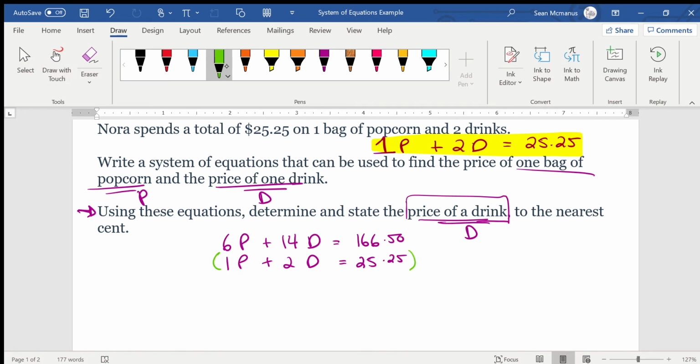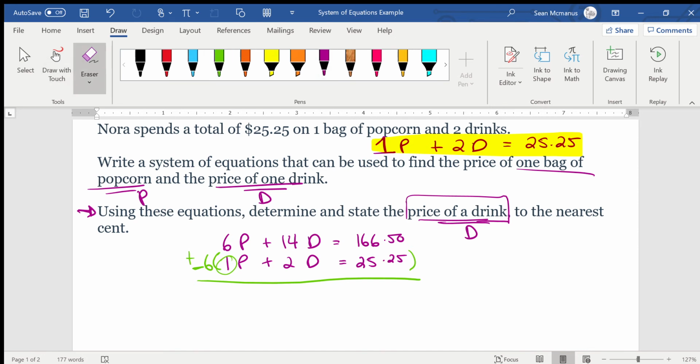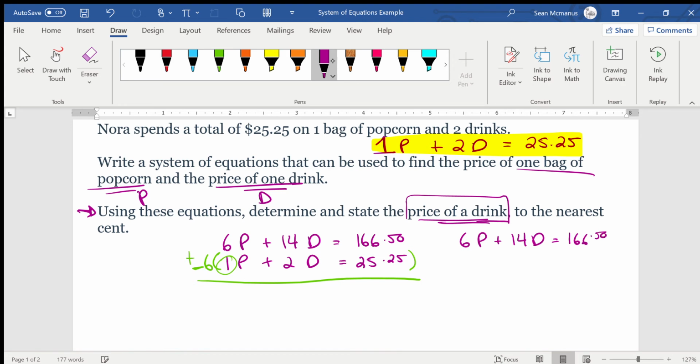I want this number right here to be a -6, so that when I add these equations together, the P's go away. So I have to multiply that by -6, and do it all the way through. So my top equation, let's clean that up a little bit, is going to be 6P plus 14D equals 166.50. Nothing's changed there. But this one, after I multiply by -6, I'm going to have -6P minus 12D, -6 times 2.